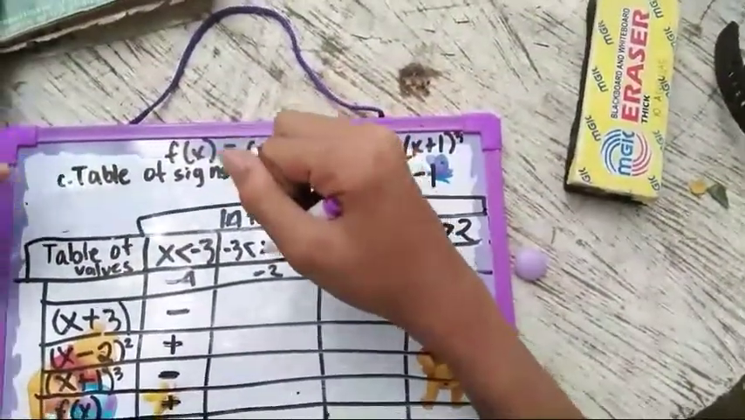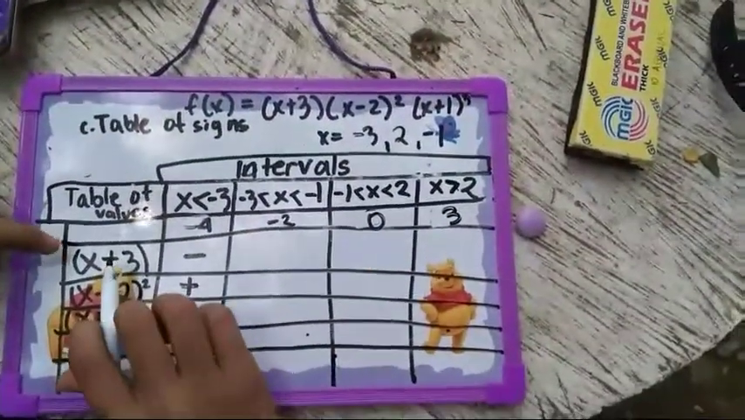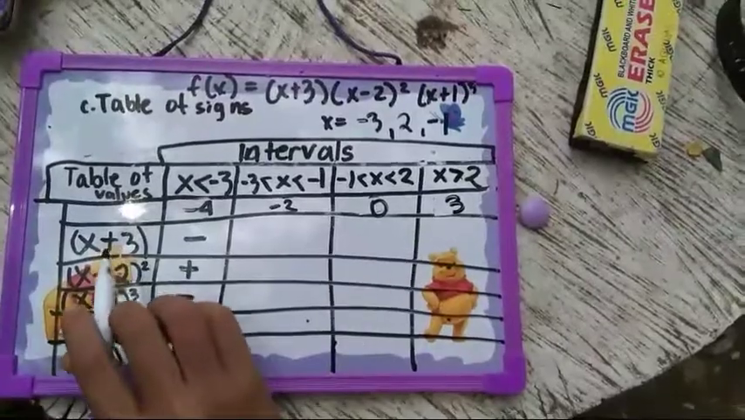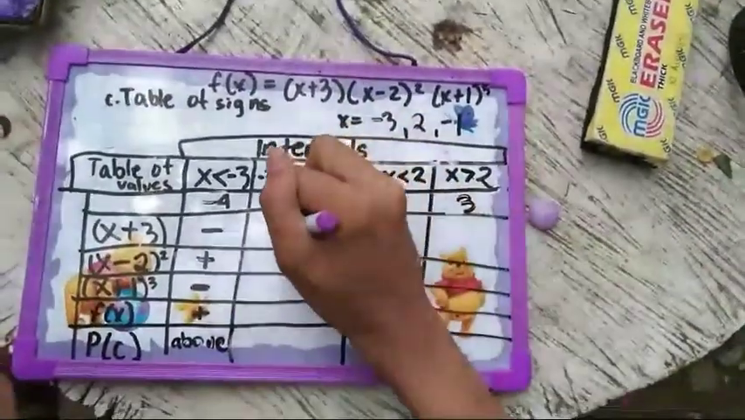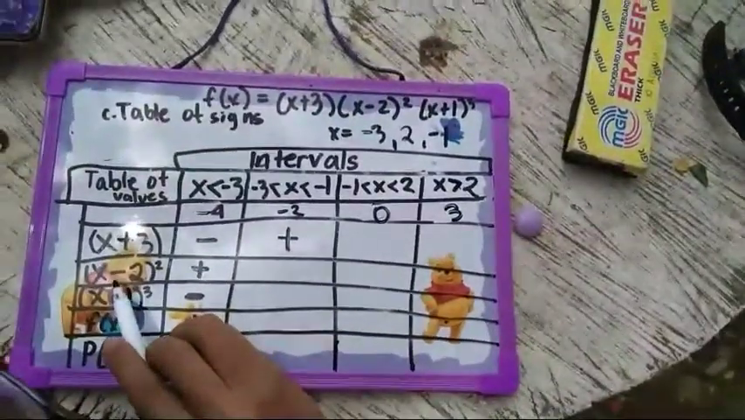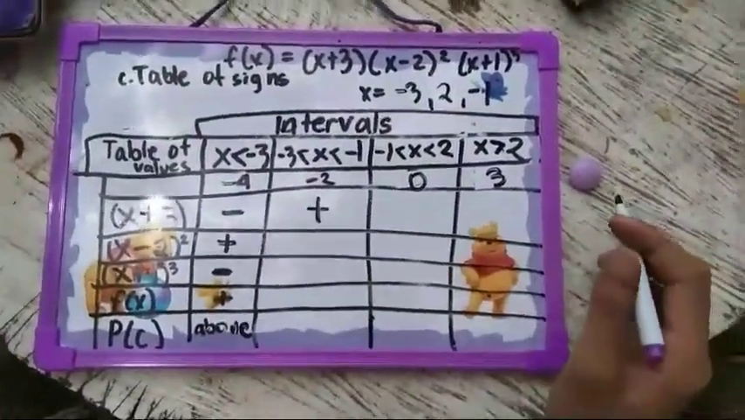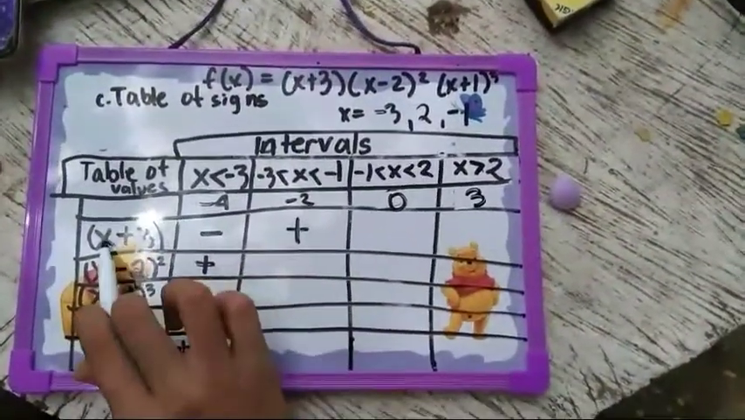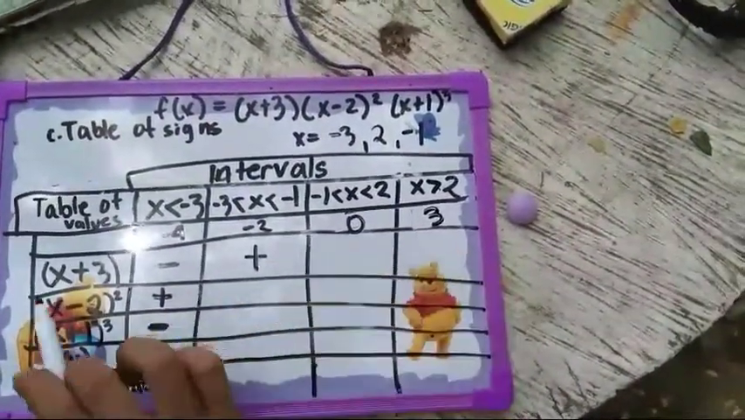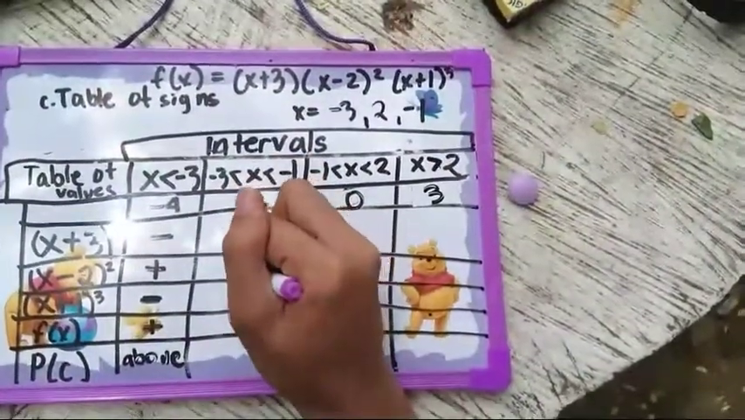Next test value, we have -2. So we are going to substitute -2 in our table of values. So -2 plus 3, that would give positive 1, which means that our sign is positive. Next, -2 times. Same goes for our next test values. We are just going to substitute x as our x values. So -2 minus 2 squared, that will give you negative.